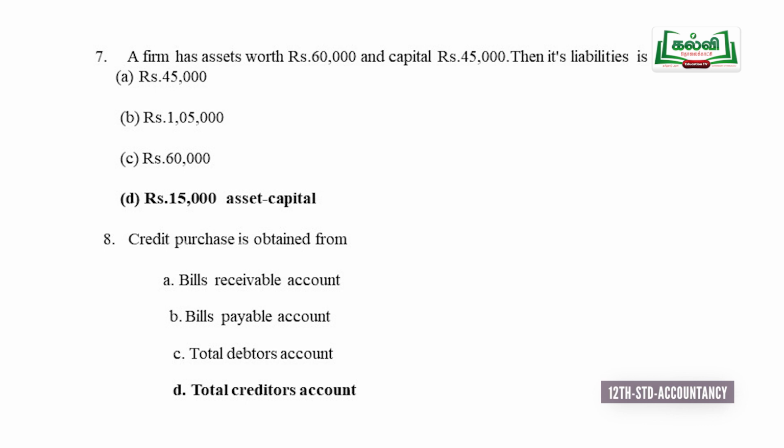Next, a firm has assets worth 60,000 and capital 45,000, then its liability is? Assets is equal to capital plus liabilities. So, the answer is D, 15,000, asset minus capital. So, the liability is 15,000.